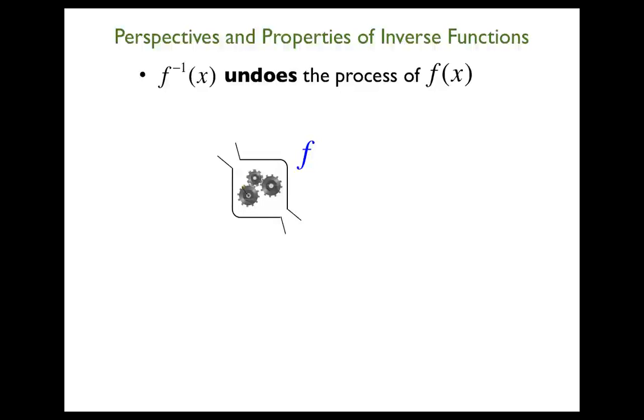So how would we symbolize undoes? We've got f, and we're going to put x in, and what's going to come out? How can we represent what's going to come out of this function? f of x is the output, right? Now if we put f of x into the inverse, if it undoes what this one did, what's going to come out of that? You're so smart.